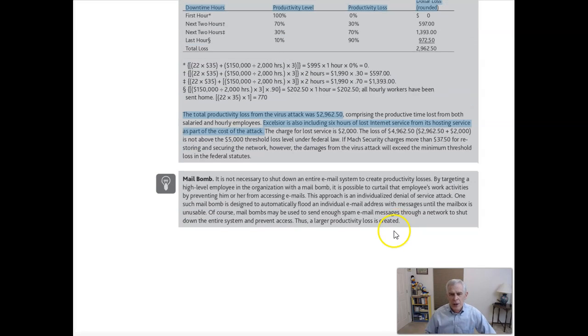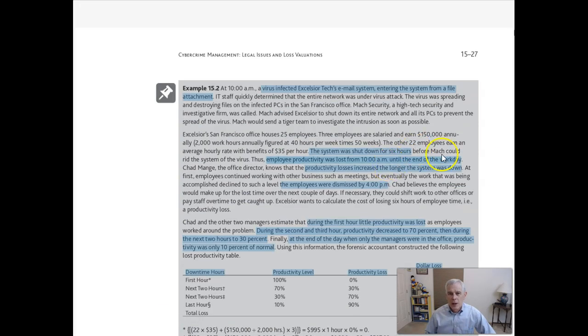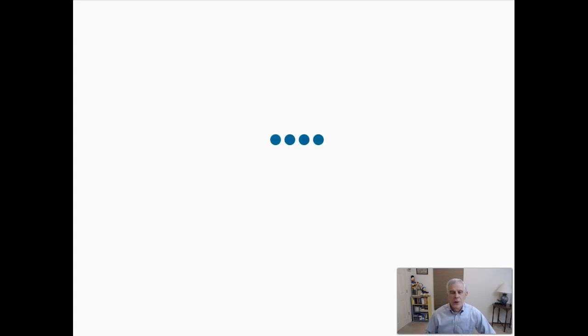Let's see if we can get something else added in here. They lost 6 hours of internet service that they had to pay for, and so that's $2,000 more. So at least bumped it to $4,962. Not quite the federal threshold of $5,000, but maybe you can look around and find some other reasonable cost that they were out. So, again, go back and trace that through yourself, all the numbers.